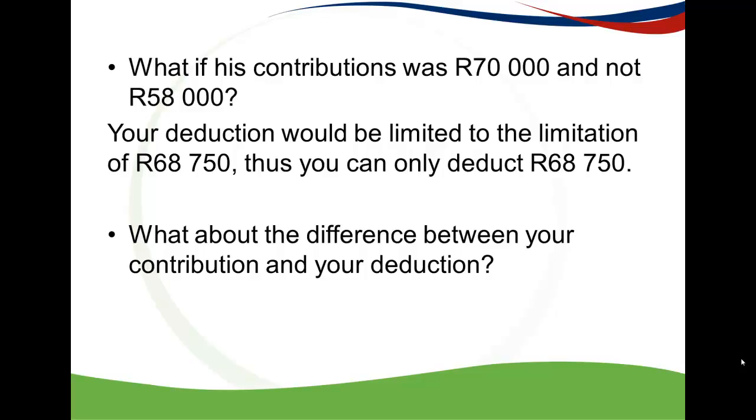What happens between the difference between your contribution and your deduction? So in other words, in this case, you could only deduct 68,750, but you contributed 70,000 Rand. Then what happens to that difference? It is carried forward to the next year of assessment, where you would take it into account as your actual contribution, and then you do this whole calculation again.